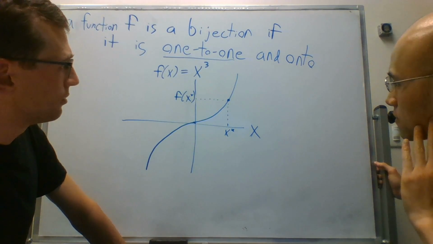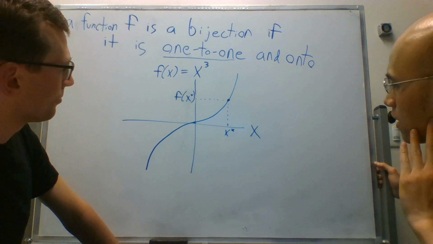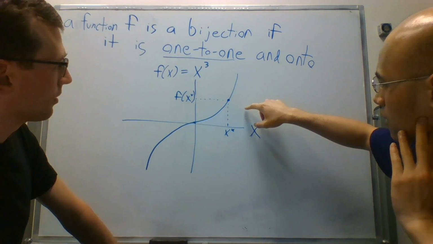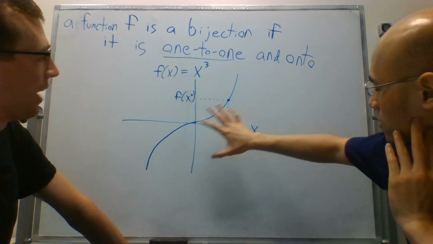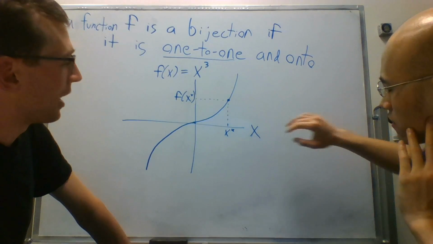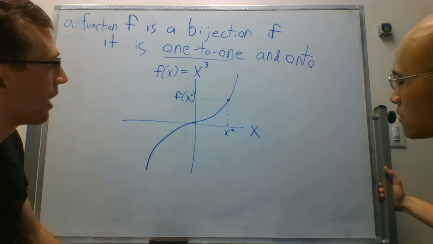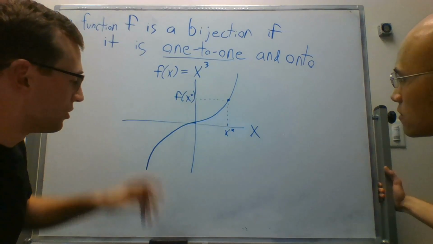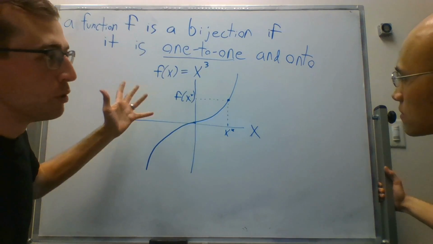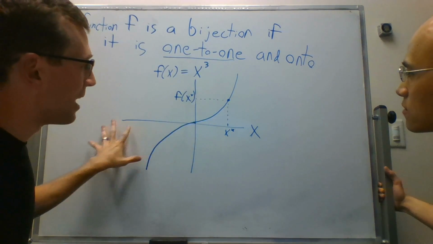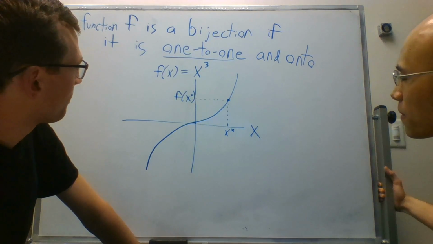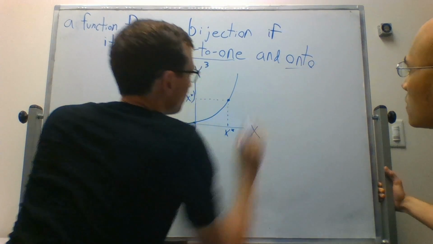Is this function onto? What do you think? Yes, because for every value in the image of the function, there is a value in x that maps to it. Right. And that's pretty easy to see, right? Like, let's say you had f of x equals 10,000. Well, you just find the cube root of 10,000, and you've got your point in the domain of the function that maps to 10,000. Right. So yeah. Okay. So it's one-to-one. It's onto. It's a bijection.